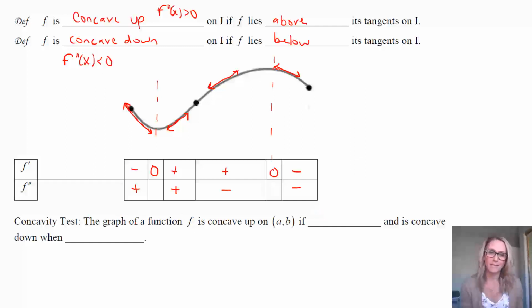So the concavity test is: the graph of a function is concave up if the second derivative is positive, and concave down when the second derivative is negative. So notice we'll often say up like a cup, and we'll say down like a frown. So these are the 2 pieces of concave up, here and here. And these are the 2 pieces of concave down, here and here. And we'll look at some examples and see what else we can see.